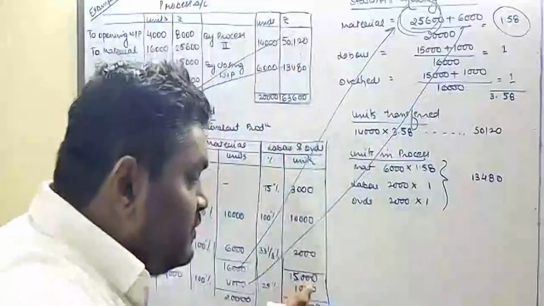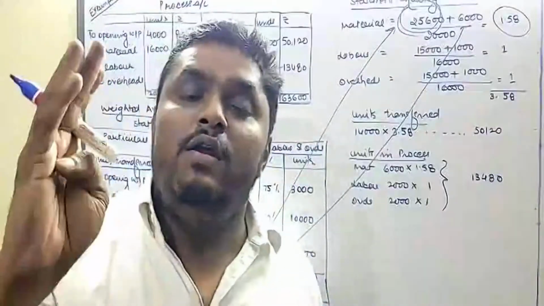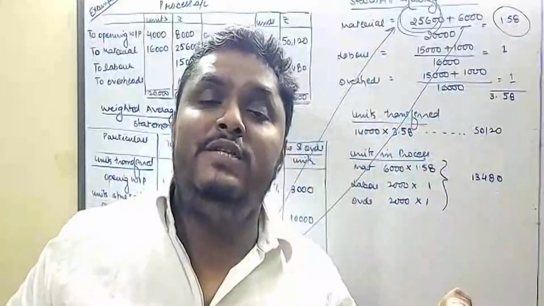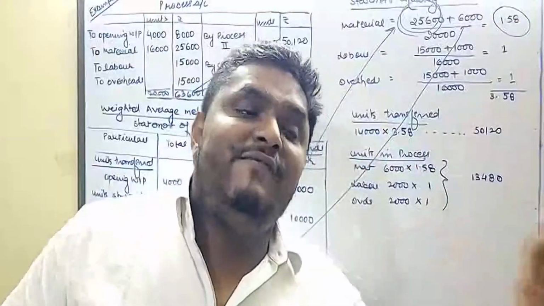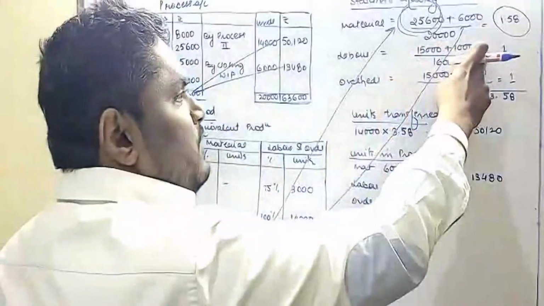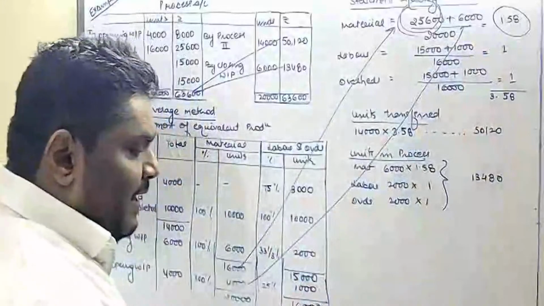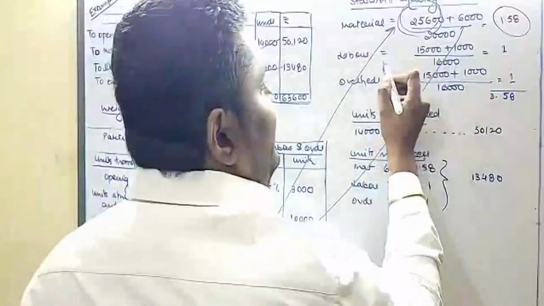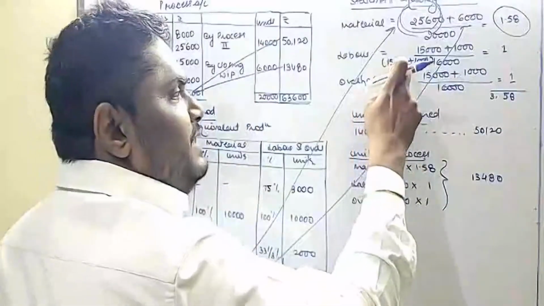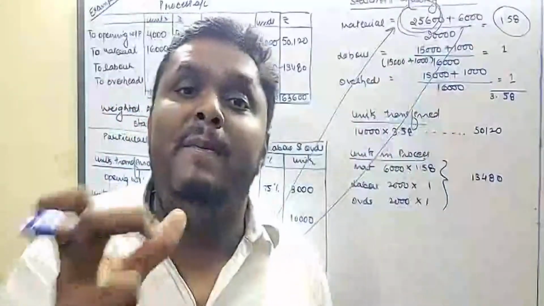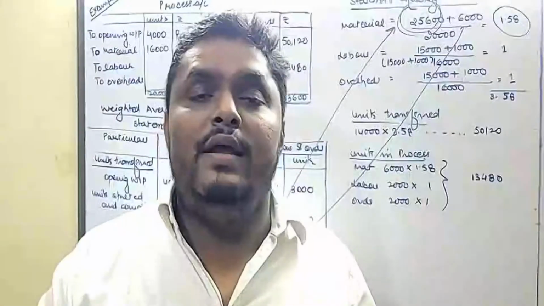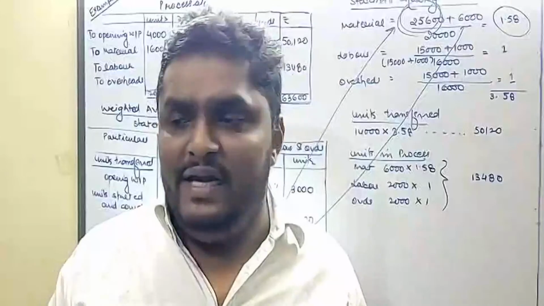Last month, how many units were processed? 1,000. How come 1,000? 4,000 units were opening work in progress that were 25% complete. It means the equivalent number of units for the previous month is 4,000 into 25%, that is 1,000. So we add the cost incurred in the previous month, divided by the total number of units, that is 15,000 plus 1,000, the units processed in this month and in the previous month. This is how we calculate the cost per unit. I hope now you can thoroughly understand the concept of the weighted average method.